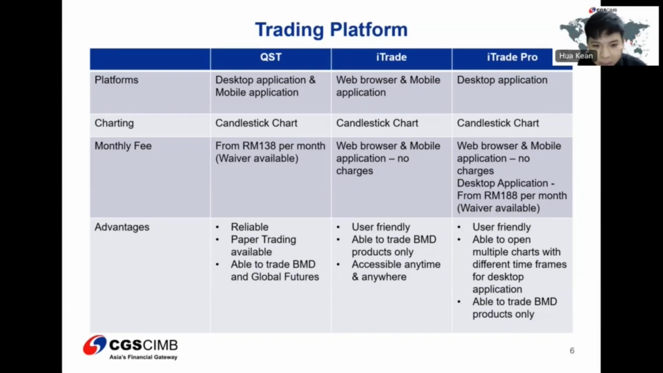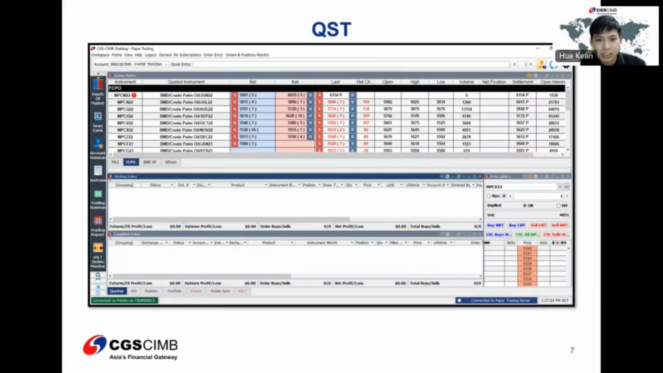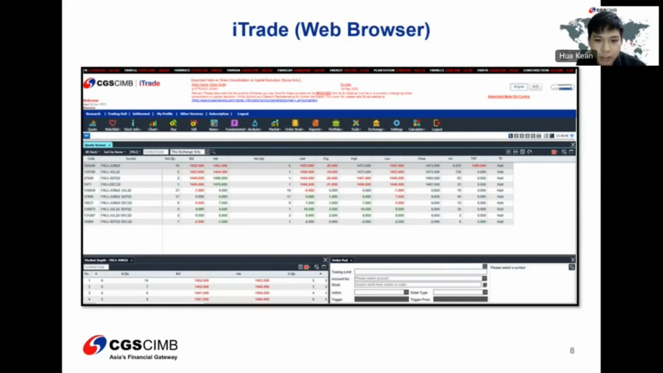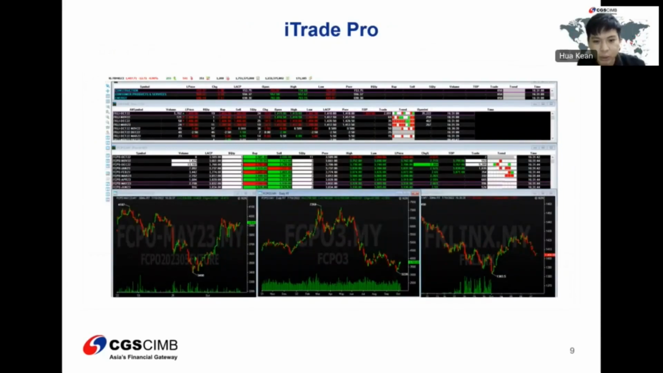Okay, so I'm going to skip the advantages and go to the platforms. You can look here. This is the QST platform, which is the same as the platform you are going to use in DVTC. It looks like this. You can see all the quotes, and after you place an order, you can see your working orders and your done orders. So this is roughly the interface for QST. For iTrade, this is the web version, as well as iTrade Pro. This is the application version, so you can customize it to suit your needs for all the charting.